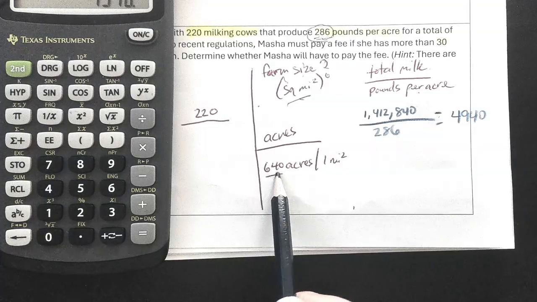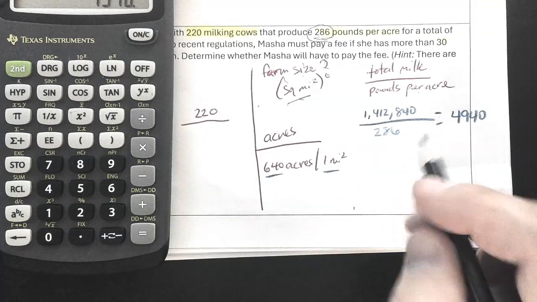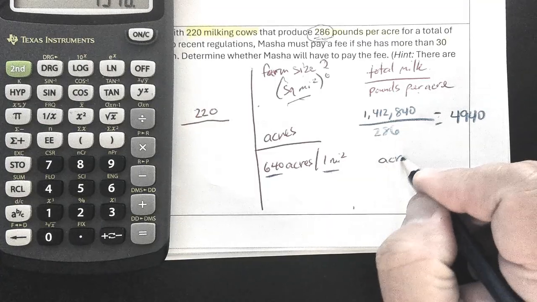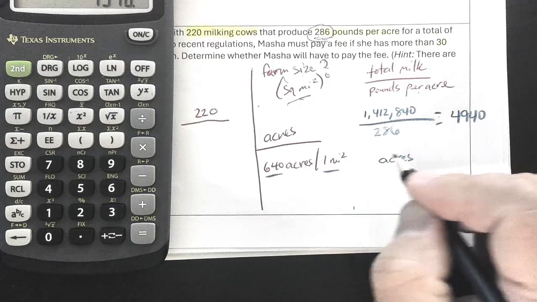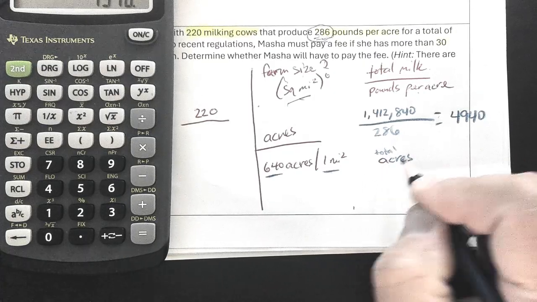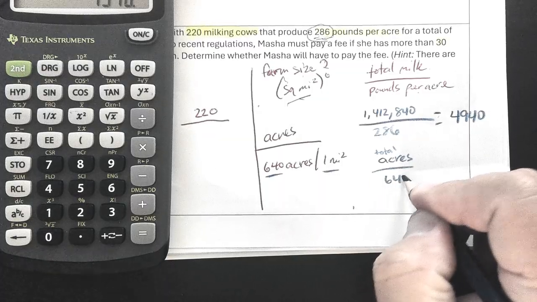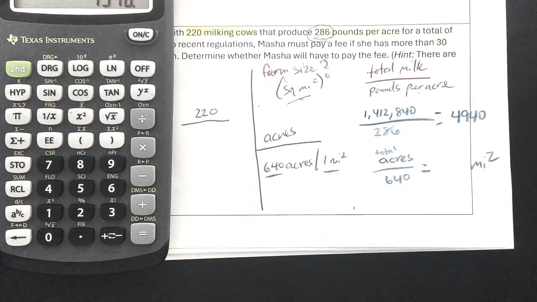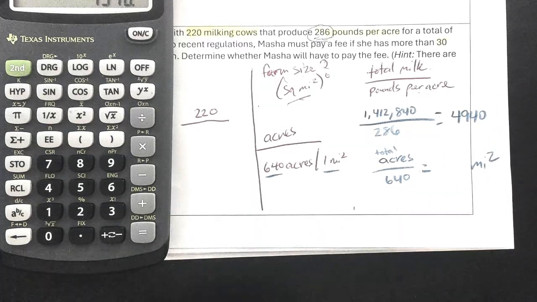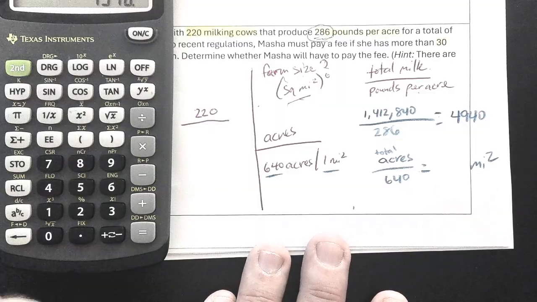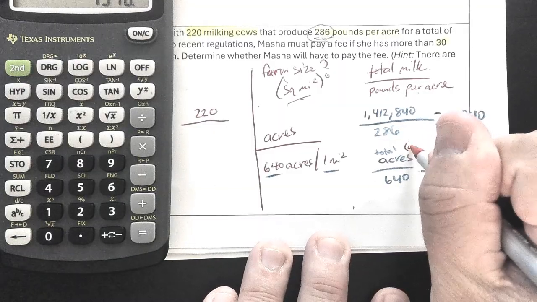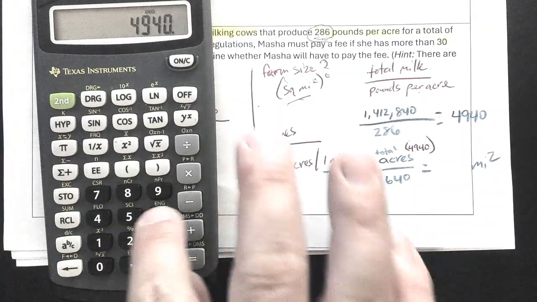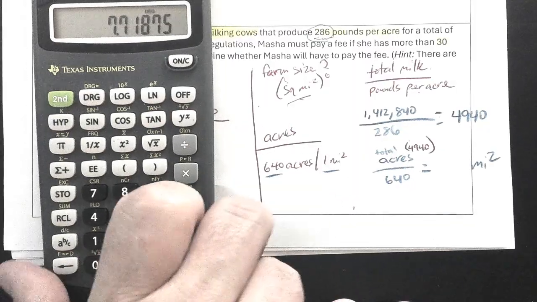So for every 640 acres, it's a square mile. So to get acres per square mile, we divide the total acres by 640. And then it'll tell us how many miles squared. So total acres was 4,940. I'm not going to rewrite it, or well, actually I will. So 4,940. So you guys know. So 4,940 divided by 640. So her farm.